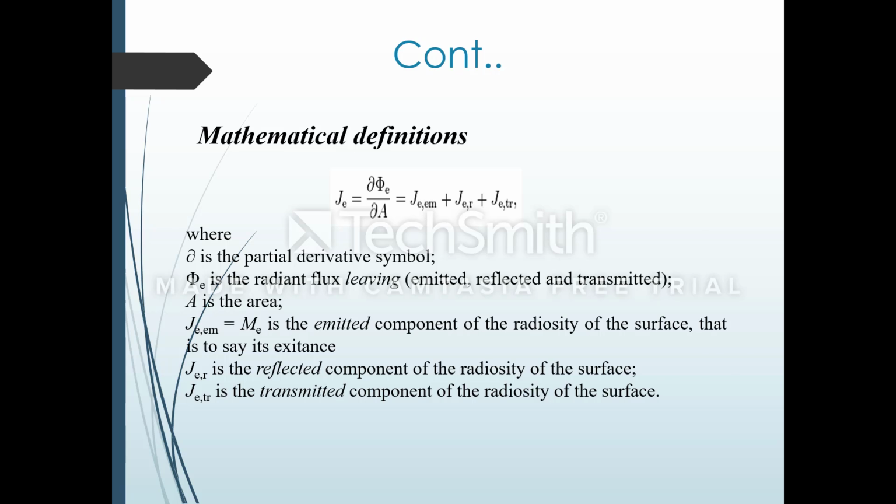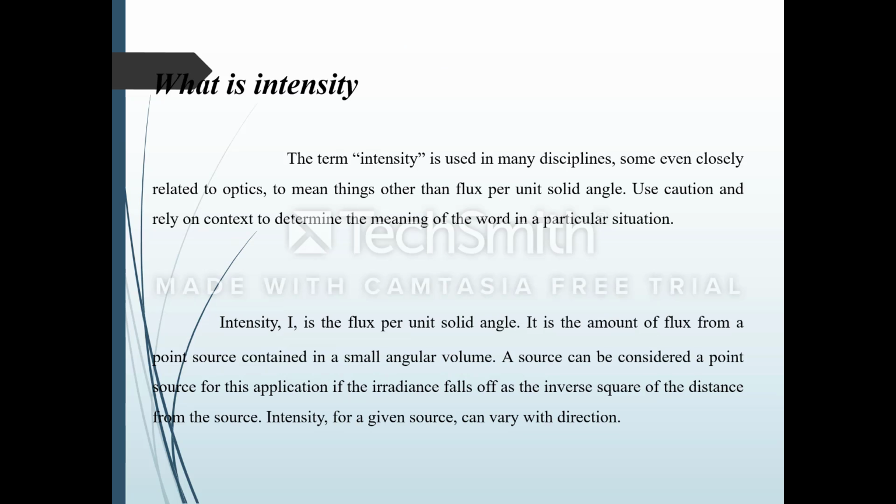As we have seen, we used the term intensity in the other definitions of radiosity. Intensity is used in many disciplines, even closely related to optics, to mean things with flux unit relations. In physics, it is the power transferred per unit area, where area is measured on the plane perpendicular to the direction of propagation of energy. It is synonymous with strength, amplitude, magnitude, or level. Intensity I is the flux per unit solid angle. A source can be considered a point source for this application if the irradiance falls off as the inverse square of distance, so it can vary in different directions.